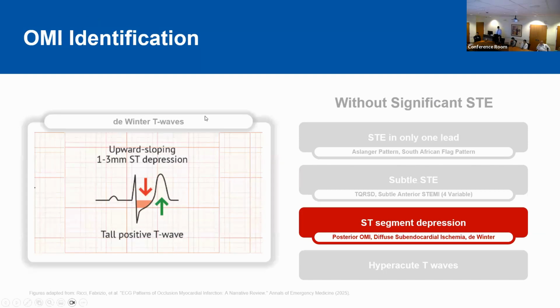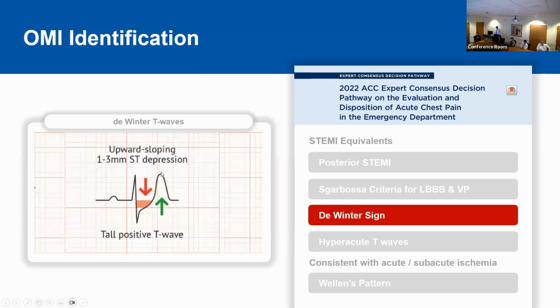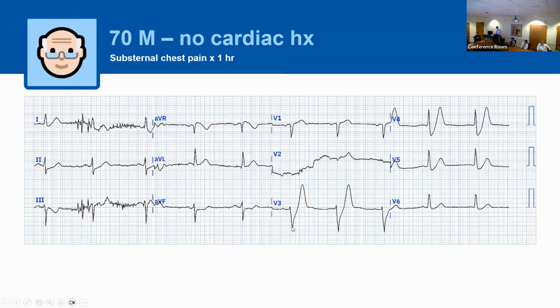The one other OMI pattern that starts with an ST depression worth mentioning is the De Winter T wave. And there's not too much to say about this one. It really just comes down to pattern recognition. But I will just also highlight that as of 2022, it's also considered to be a STEMI equivalent. And here's a nice example that came through our emergency department.